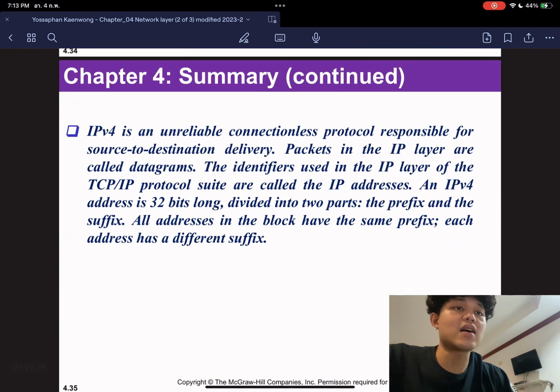IPv4 is an unreliable connectionless protocol responsible for source-to-destination delivery. Packets in the IP layer are called datagrams. The identifiers used in the IP layer of the TCP/IP protocol suite are called IP addresses. An IPv4 address is 32 bits long, divided into two parts, the prefix and the suffix. All addresses in the block have the same prefix. Each address has a different suffix.